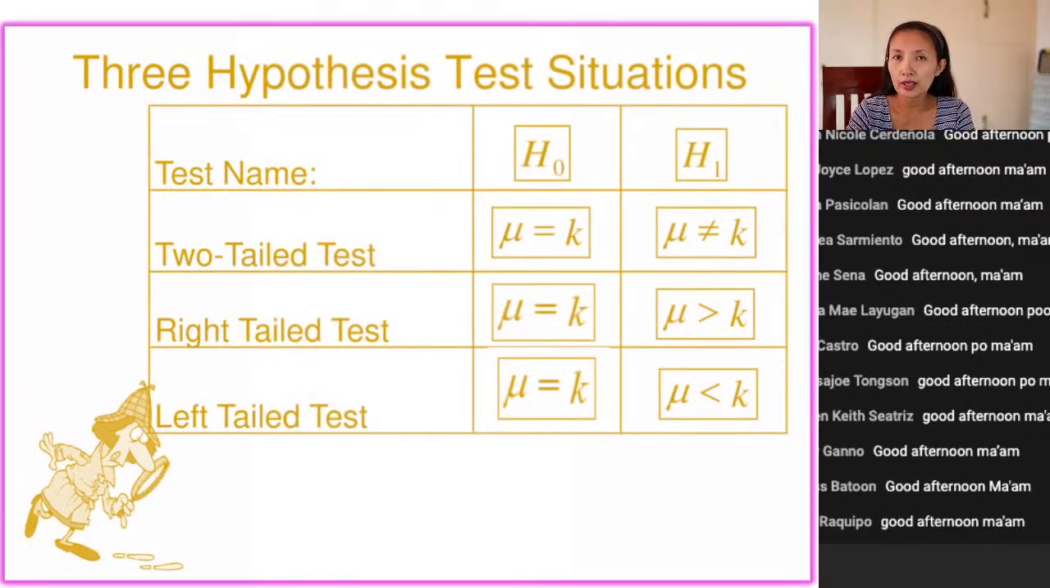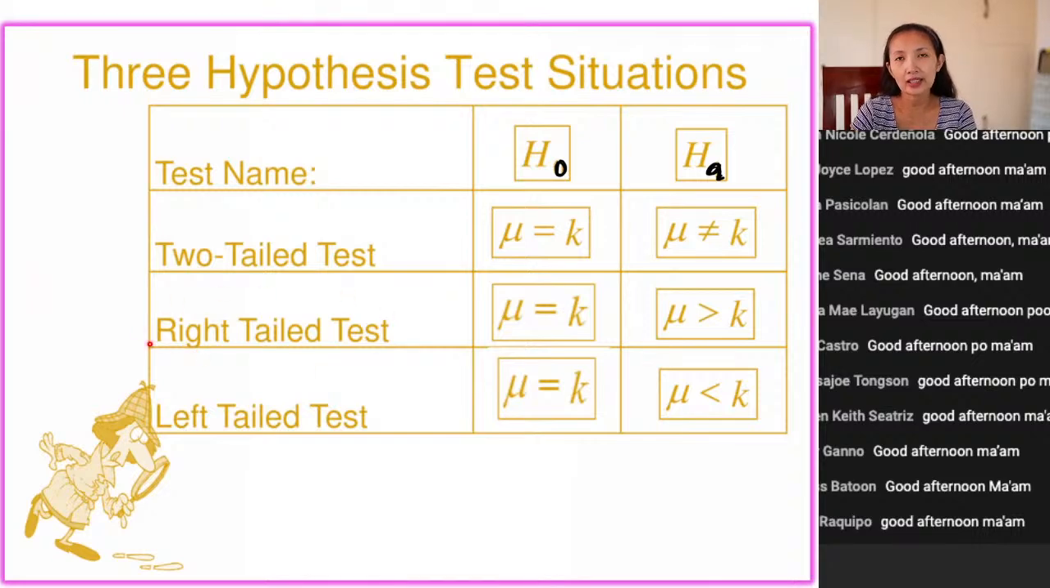So from the hypothesis, particularly our alternative hypothesis, we could determine the type of test, three hypothesis test situations. So depending upon your HO and HA, if your HA, the alternative hypothesis, is a statement of non-equality, not equal to, and your HO is equal to, then that one requires a two-tailed test. Two-tailed, okay? If your alternative hypothesis is stated this way, the population mean mu is greater than K, then this is right tail, kasi greater than.